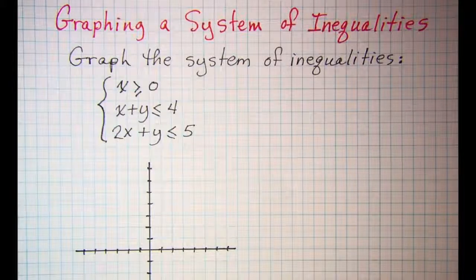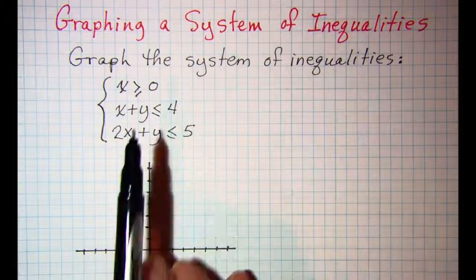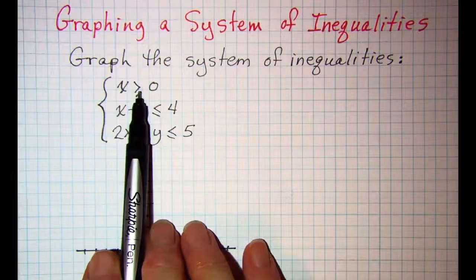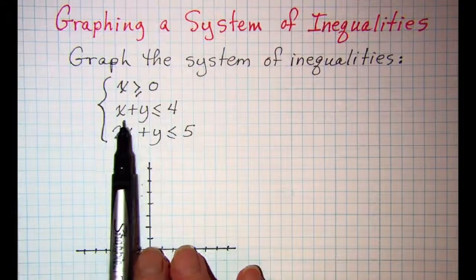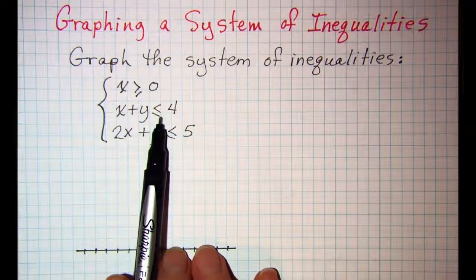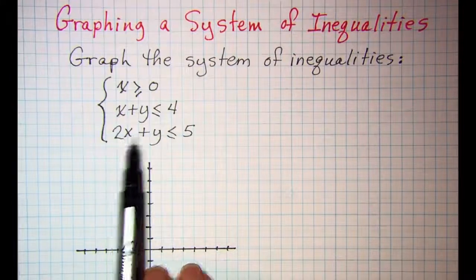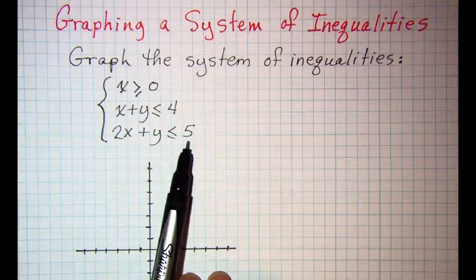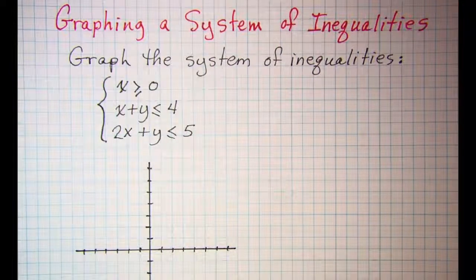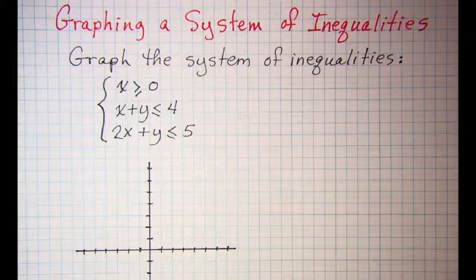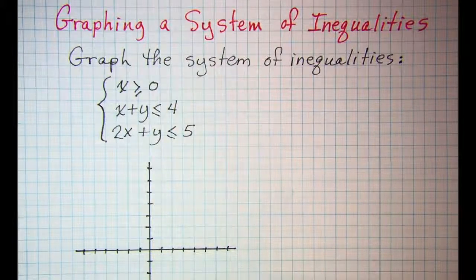In this video, we'll be graphing a system of inequalities. The system that we'll be working with is x is greater than or equal to 0, x plus y is less than or equal to 4, and 2x plus y is less than or equal to 5. What we're going to do is graph each of these inequalities individually and then look at where the three inequalities intersect. That'll be our solution to the system.